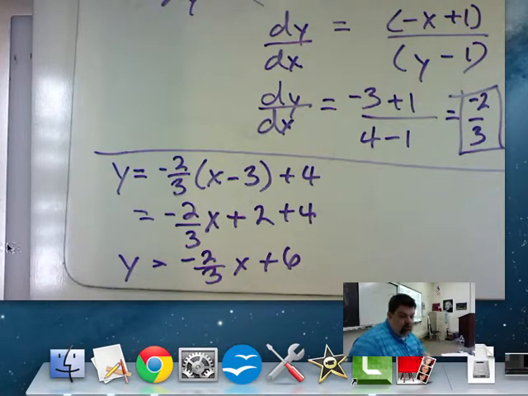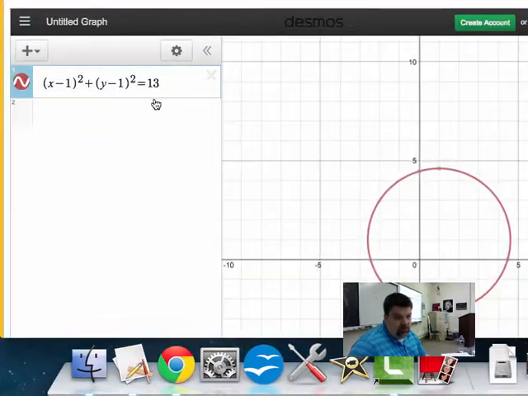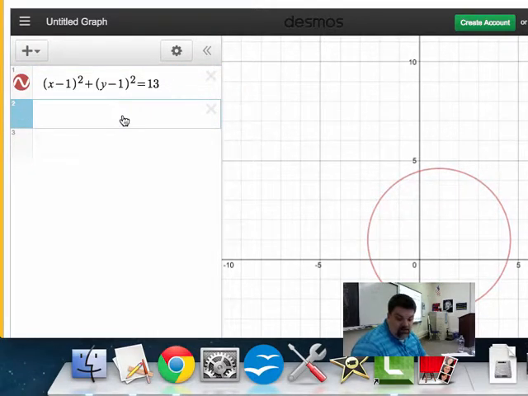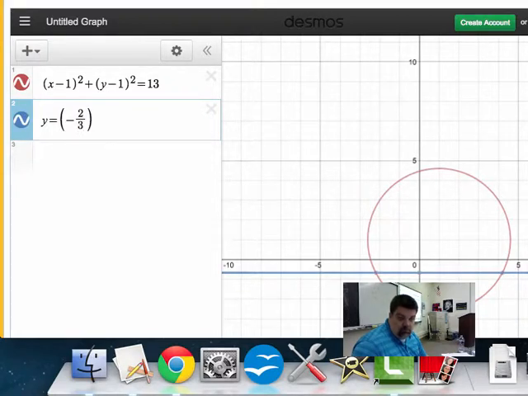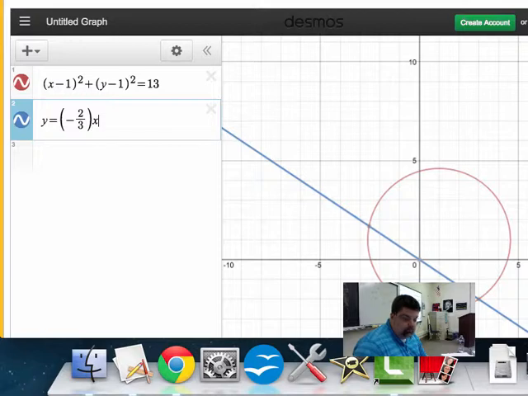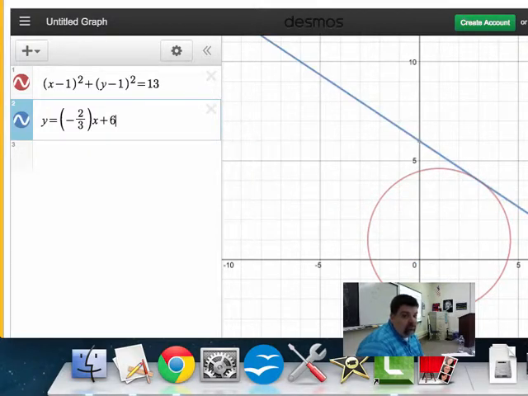So now what I'm going to do is graph that and see if that works. Does it work? Cross is right there. That's the tangent line. And that's it. Any questions?